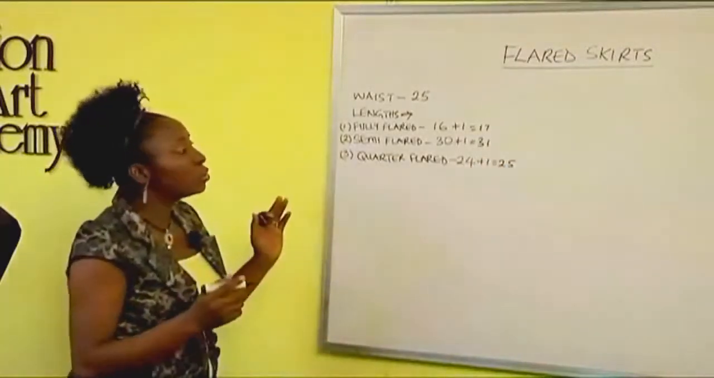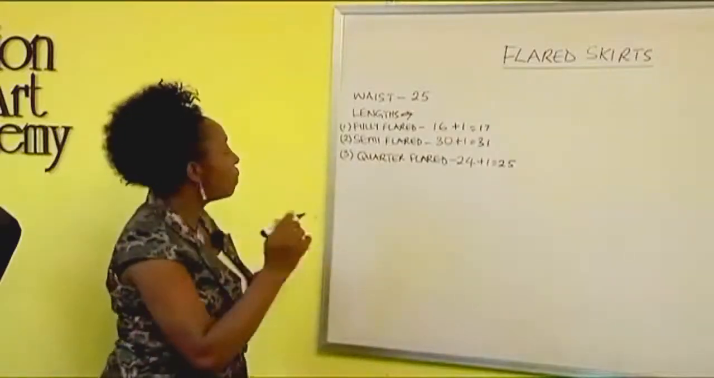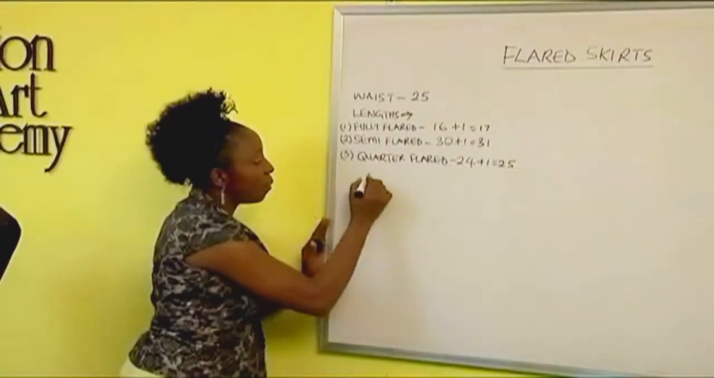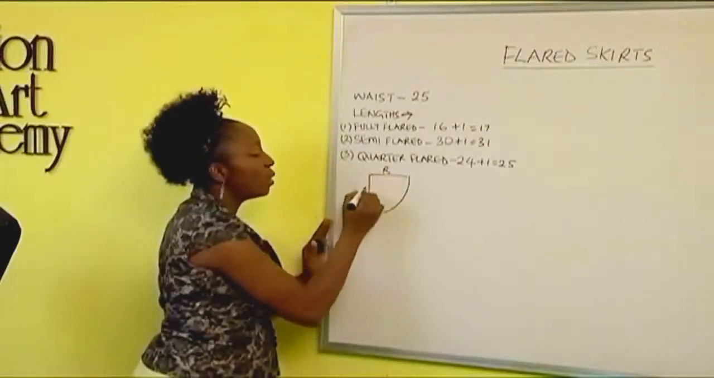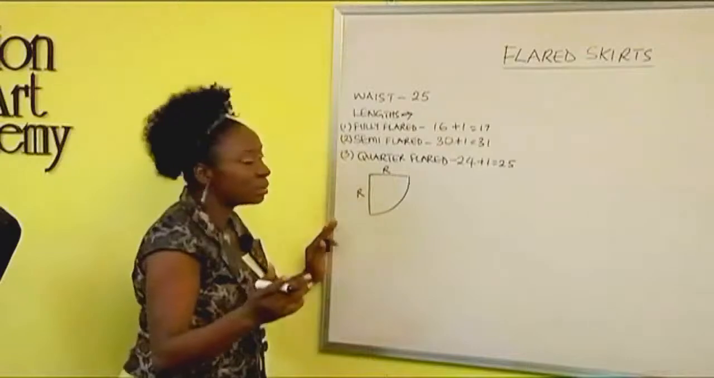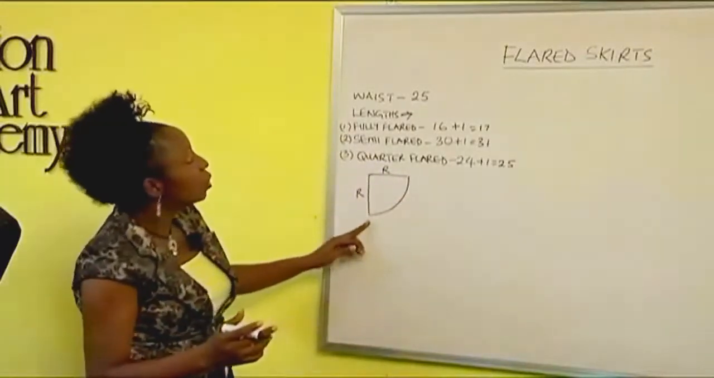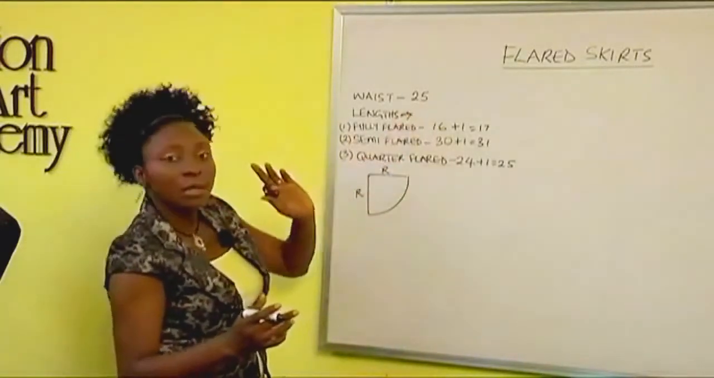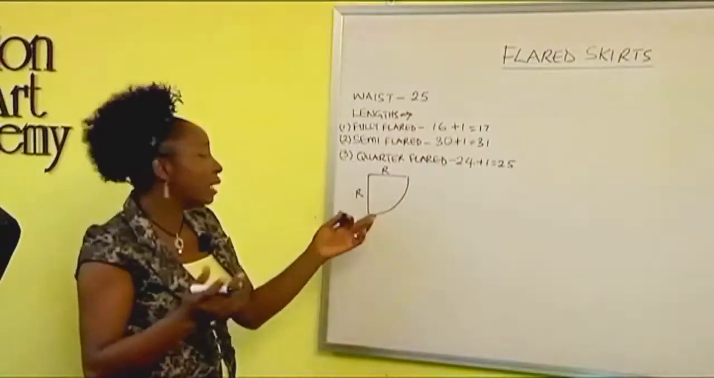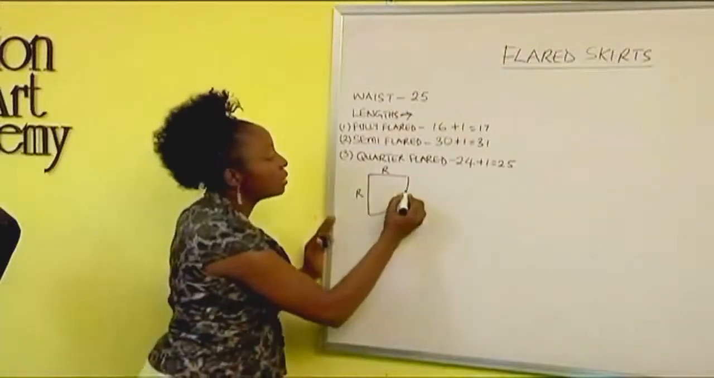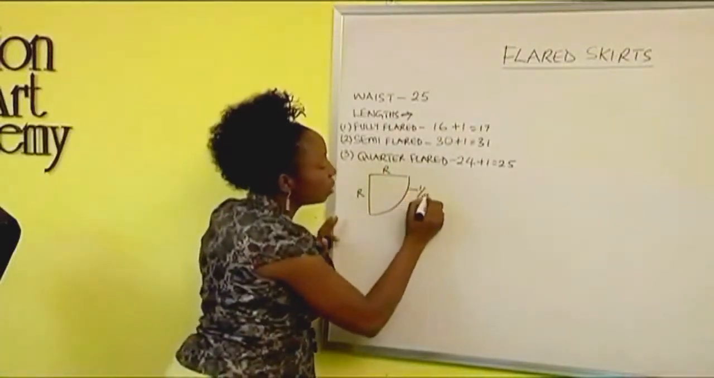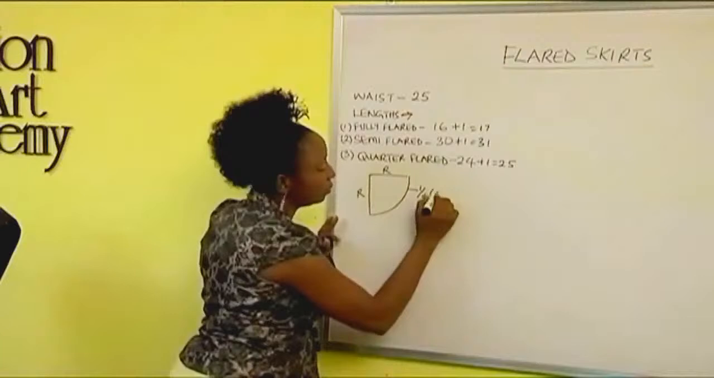Like I told you, we want to work out our arc pattern. We're trying to determine what the radius is. We don't know that, but we already know our waist, and of course we definitely know that. That means we know a quarter of that waist. This gives me one quarter of the circumference.